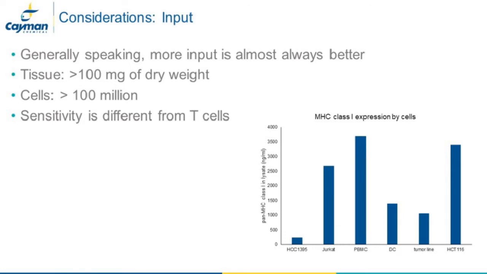This graph depicts MHC concentration in lysates from various cell lines as measured by ELISA. With any given cell line, there can be a 10-fold range of how much MHC is expressed in the same number of cells. We frequently recommend starting with at least 100 million cells or 100 milligrams of dry tumor weight. But in some cases, this won't be enough to get a complete picture of the immunopeptidome. We are sometimes asked why we need so much material, but it is important to remember that the sensitivity of this method is intrinsically different from the biological sensitivity of the T cell.